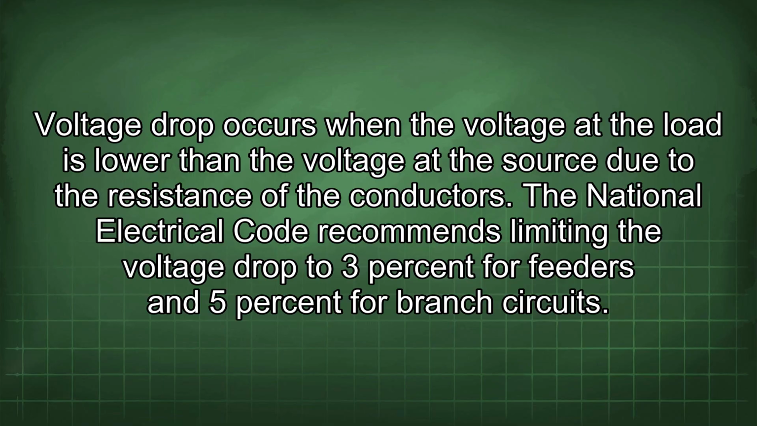The National Electrical Code recommends limiting the voltage drop to 3% for feeders and 5% for branch circuits.